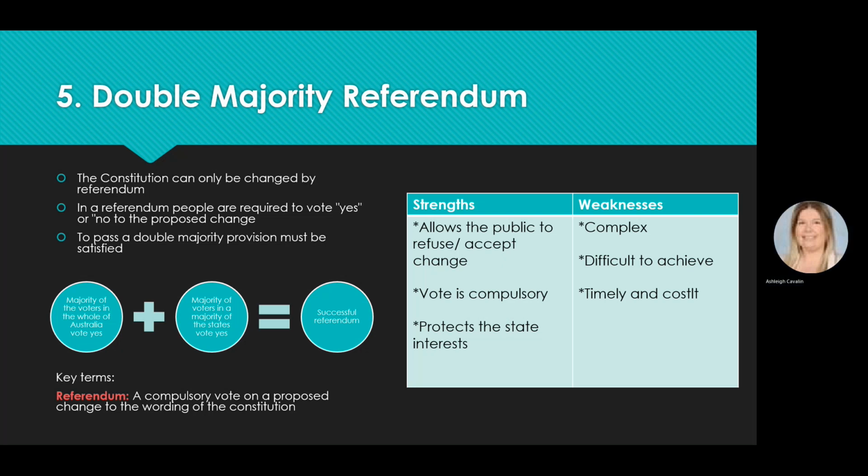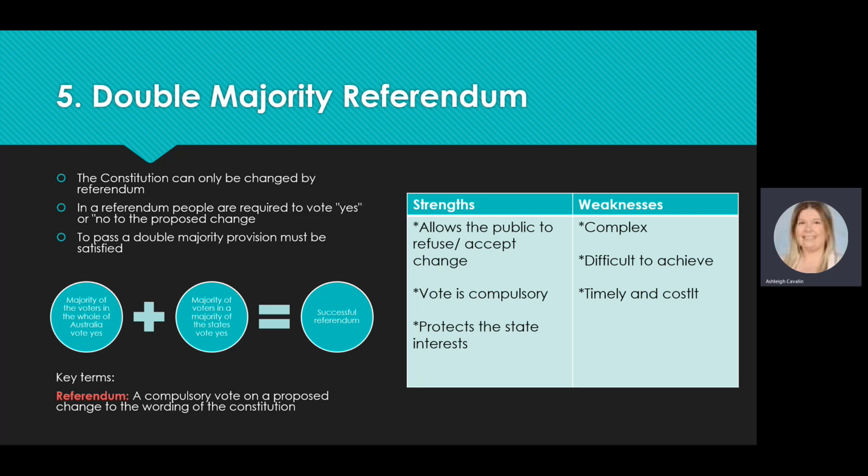This means that a majority of voters in the whole of Australia must vote yes, and also a majority of voters in a majority of the states must vote yes. So we have 6 states, meaning 4 of those states must vote yes for this to get through. A referendum is a compulsory vote, meaning that all Australian citizens above 18 must vote on a proposed change.